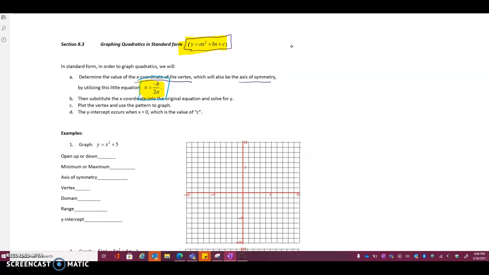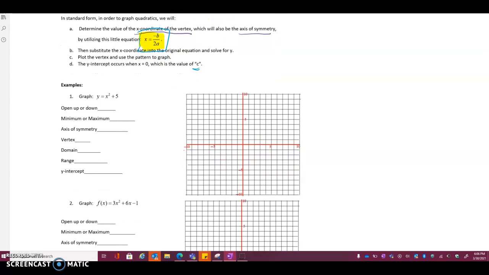Note the y-intercept usually will occur when x is 0. So usually we're going to look at this, and your c value up here is going to be your y-intercept. So watch what happens. Looking at number 1. It says graph x squared plus 5. Here I know my a value is 1, which means this is going to be opening up. All right, since it's opening up, I know my vertex is going to be a minimum.